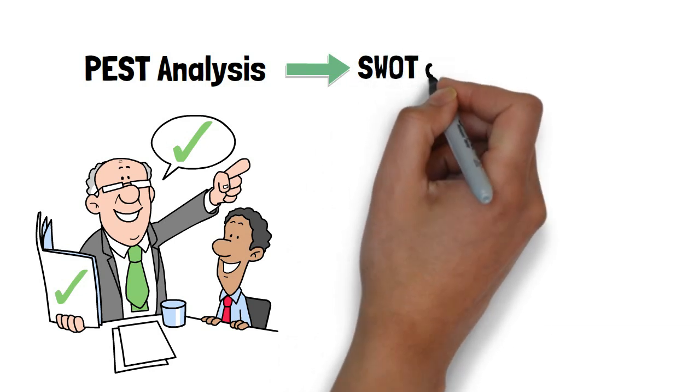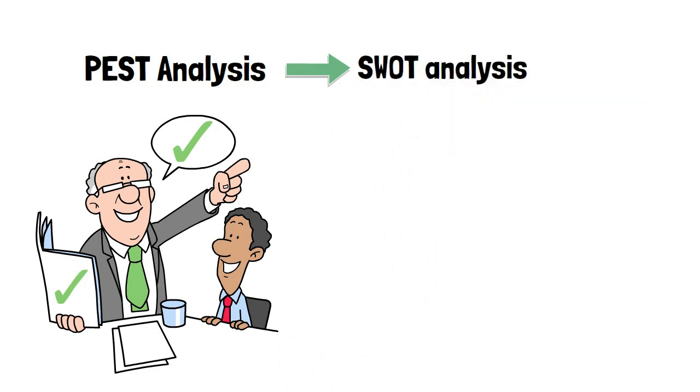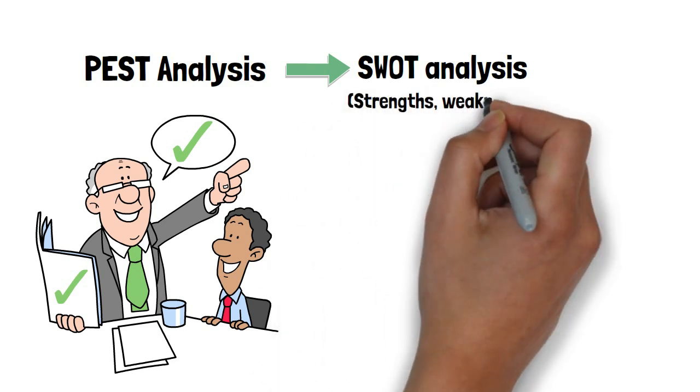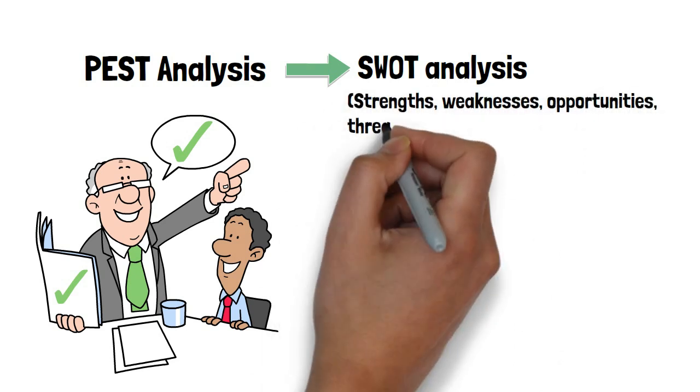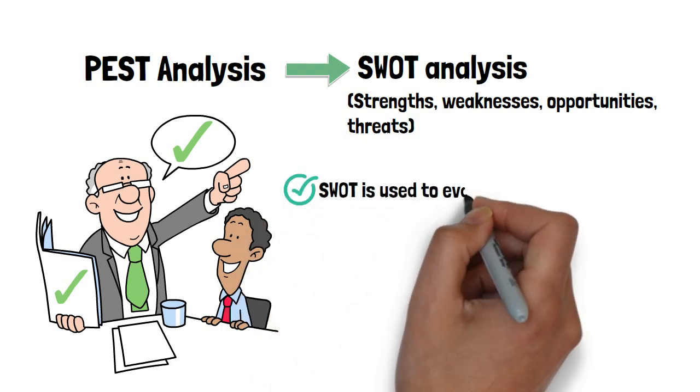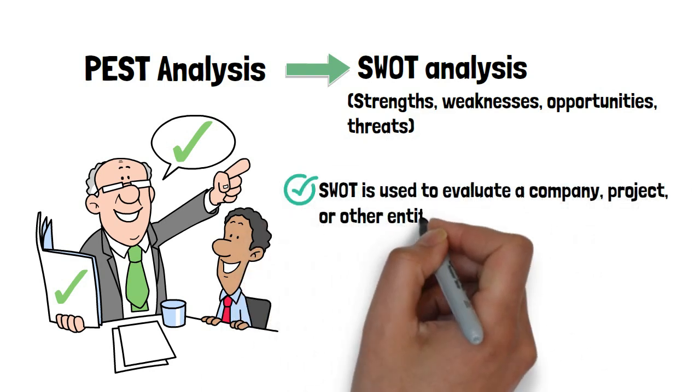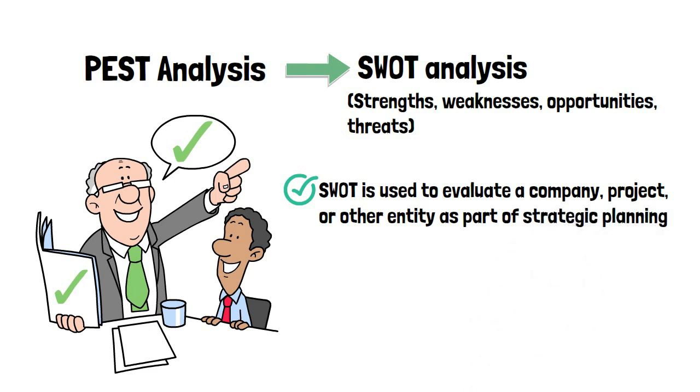PEST analysis is related to and often used in conjunction with SWOT analysis, which stands for strengths, weaknesses, opportunities, and threats. Like PEST, SWOT is used to evaluate a company, project, or other entity as part of strategic planning.